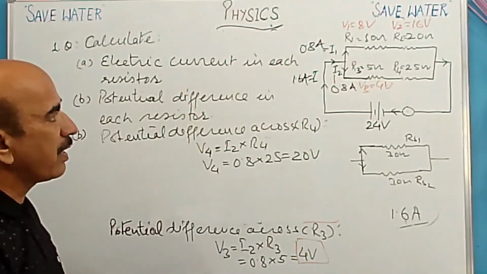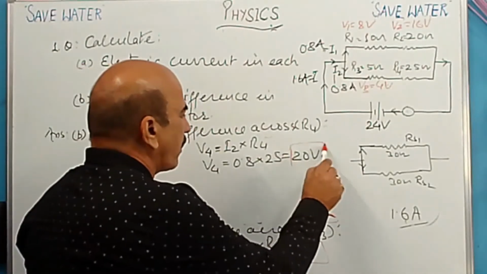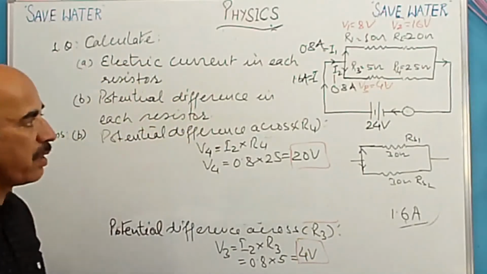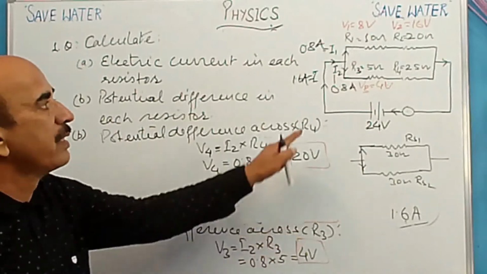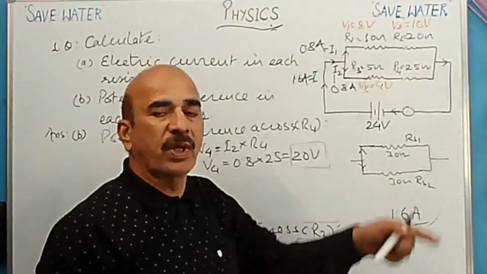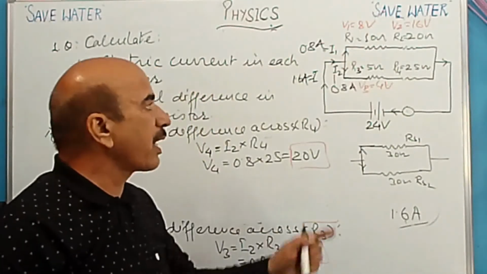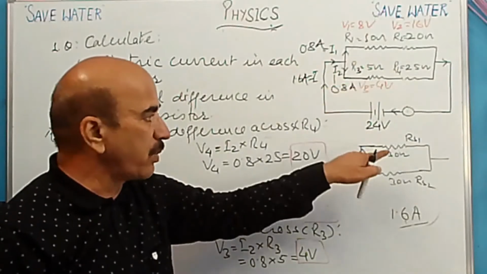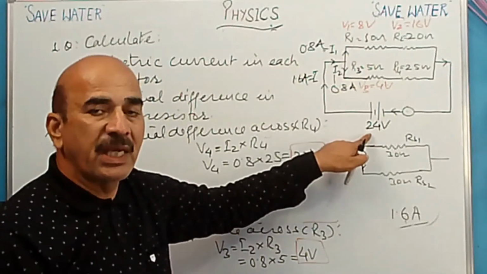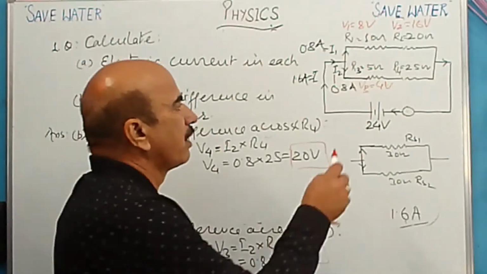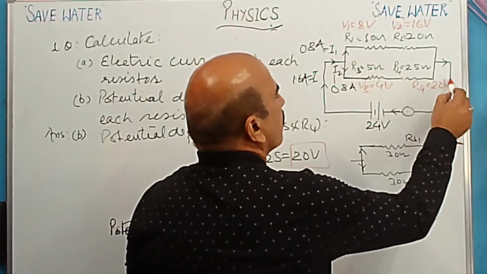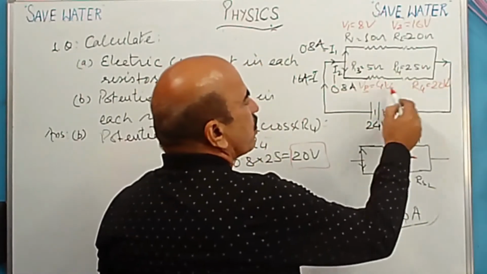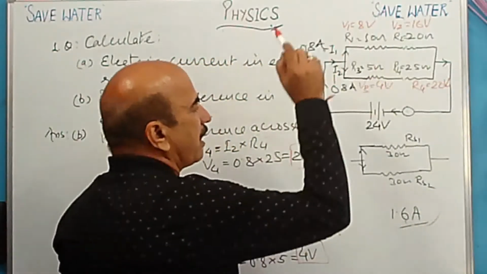So you can see here it is 20 volt, and here it is 4 volt for R3. Again the sum is 20 plus 4, 24. Same here, 8 plus 16 is 24. So the potential difference across this combination, because it is in parallel, remains the same, that is 24 volt. So R4 is 20 volt, and the sum of these two is again 24.